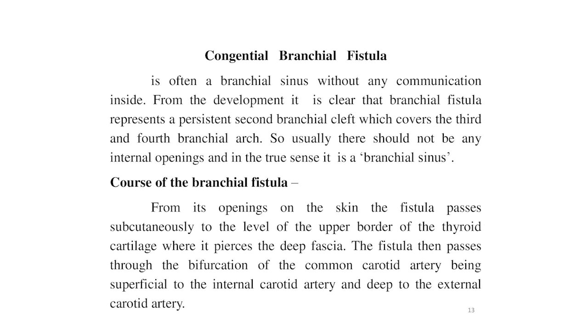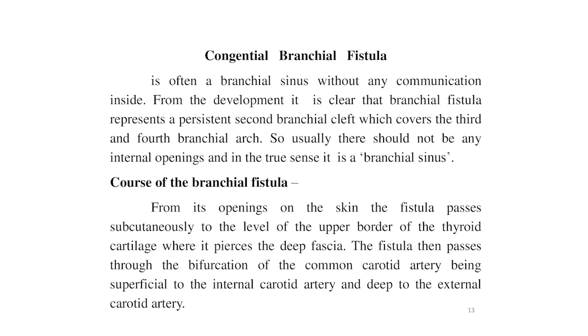From the development, it is clear that the branchial fistula represents a persistent second branchial cleft which covers the third and fourth branchial arch. So usually there should not be any internal opening, and in the true sense, it is the branchial sinus. The membrane which intervenes between the second branchial cleft and the second branchial pouch, which form the supratonsillar fossa, at times may disappear or be perforated by the injudicious use of the probe, and then a branchial sinus becomes a branchial fistula and opens on the anterior aspect of the posterior pillar of the fauces just behind the tonsil.